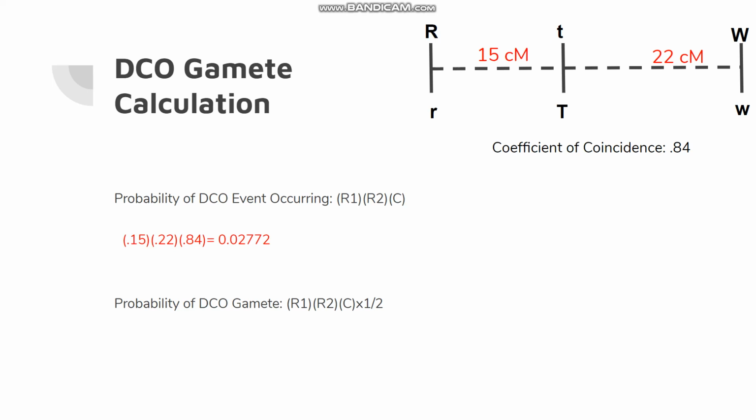This probability is for getting big R, big T, and big W, and little r, little t, and little w. But what if we only want the probability for one of the gametes instead of both? That's simple. Just multiply by 1/2. When you do that, you get 0.01386 as the probability for one of the gametes being produced.